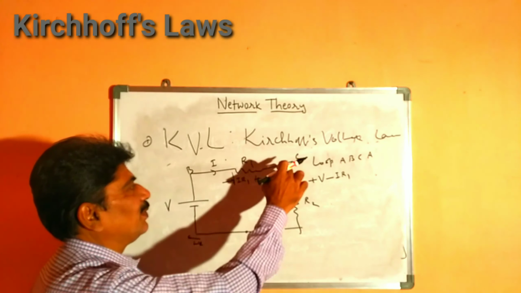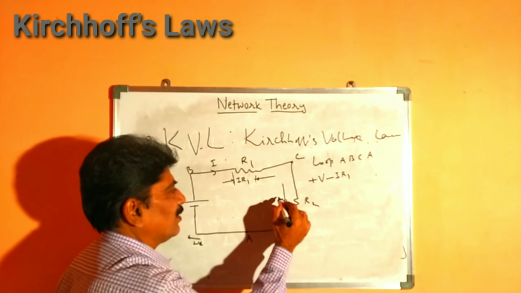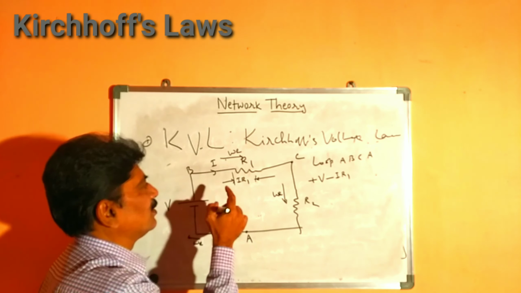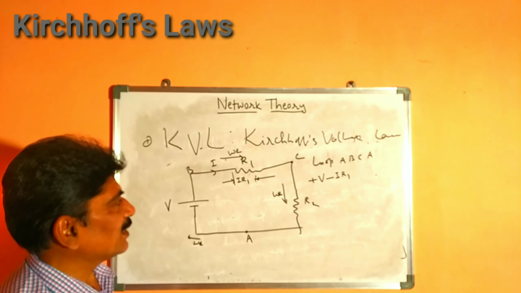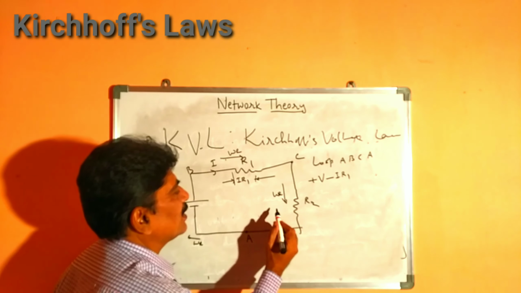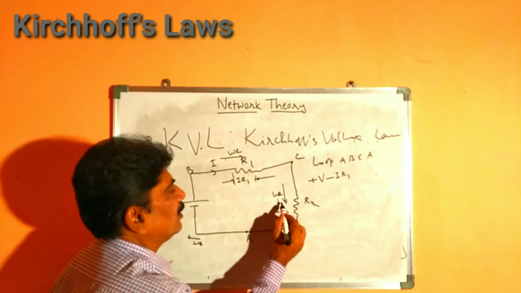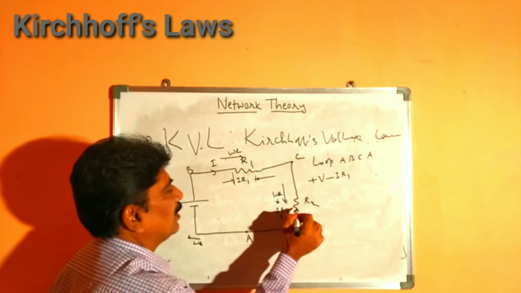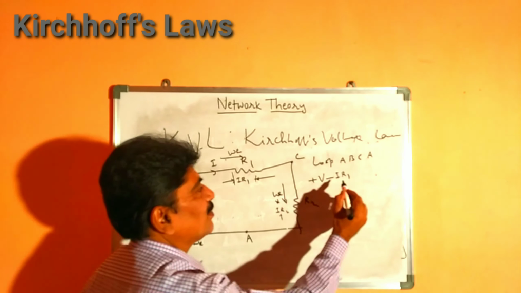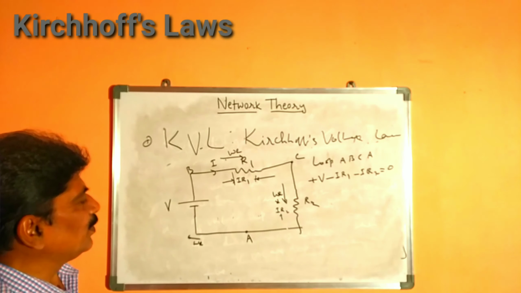Now coming to branch CA. In CA, we are moving in the direction of current, so the sign of that voltage drop is taken as negative. The voltage drop across this branch is IR2. So the sign will be minus IR2, and the sum is equal to 0.